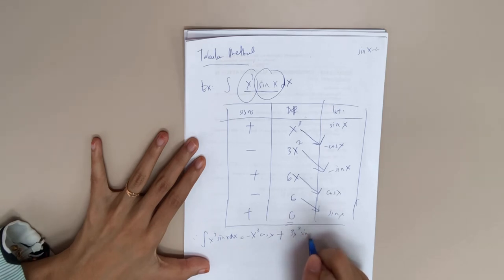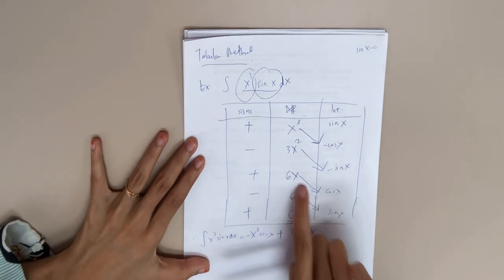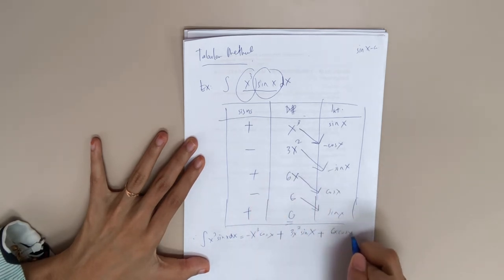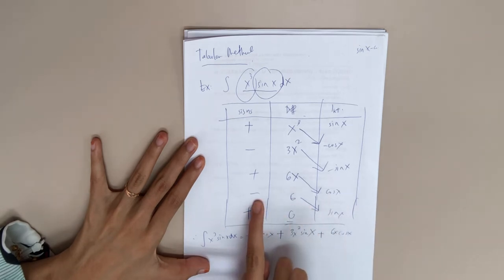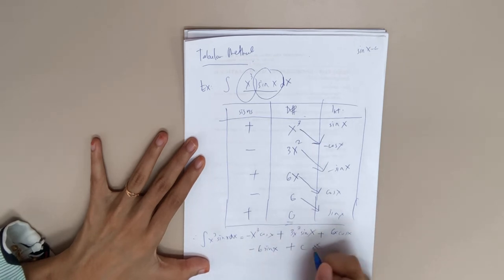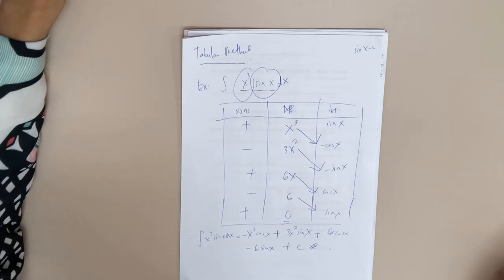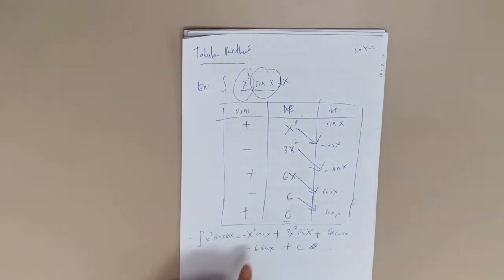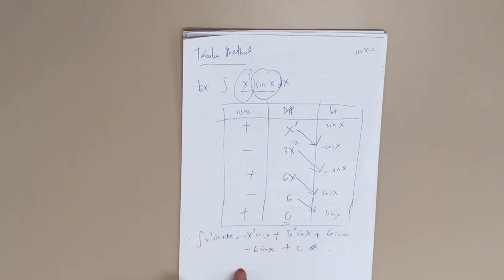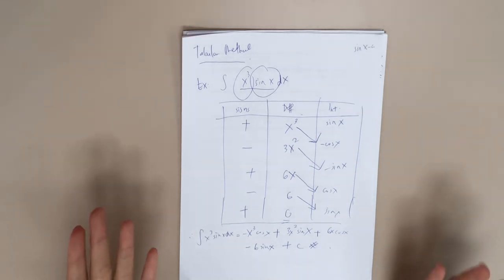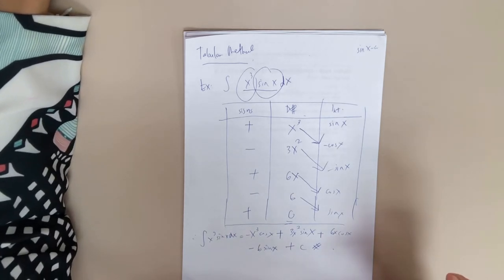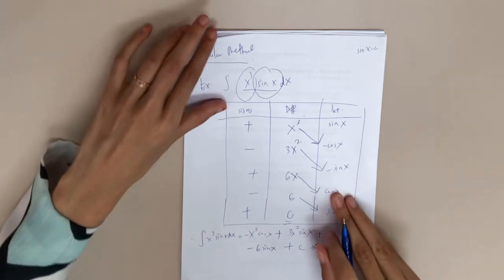3x square sin x. And then for this one, 6x cos. So it's positive, positive, so plus 6x cos x. And then 6 and positive, but it is minus, so it's minus 6x. Negative x cube cos x plus 3x square sin x plus 6x cos x minus 6 sin x plus c. That's it. Simple. Right? Tabular is the most simple method. Very simple. Okay, I will show you another example.